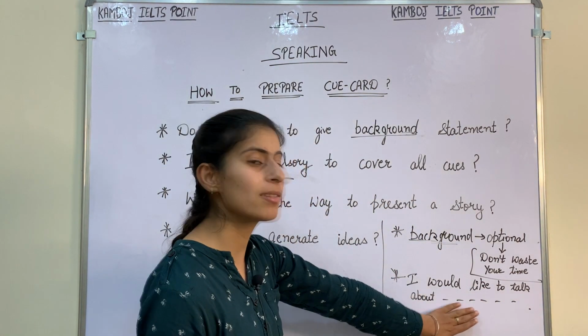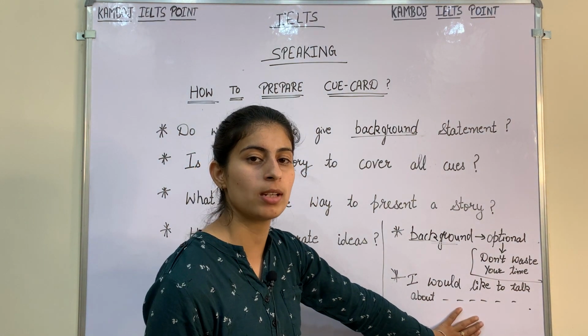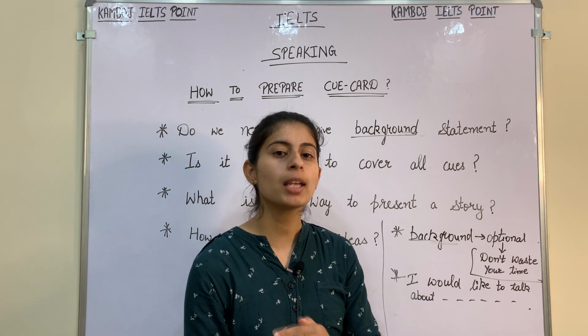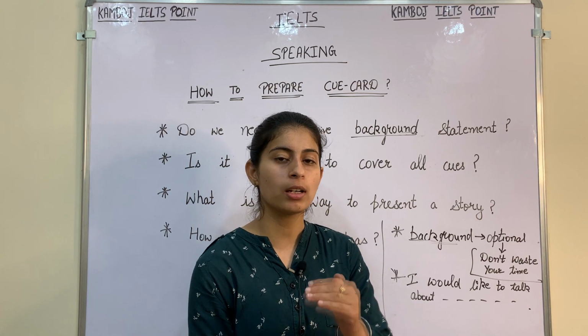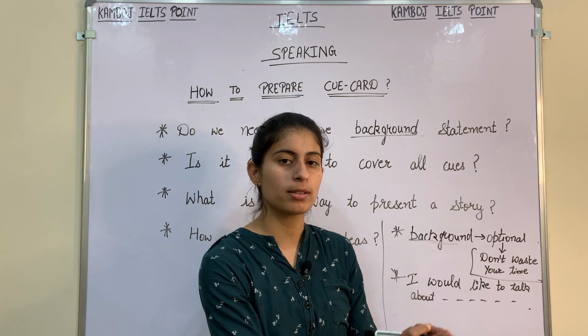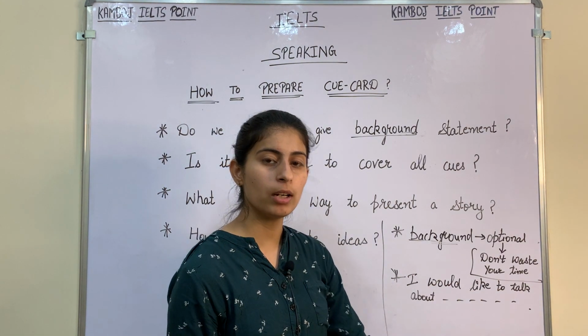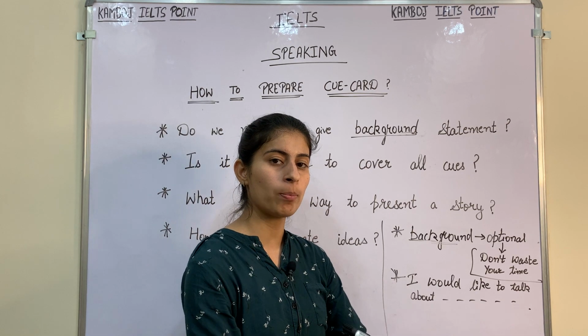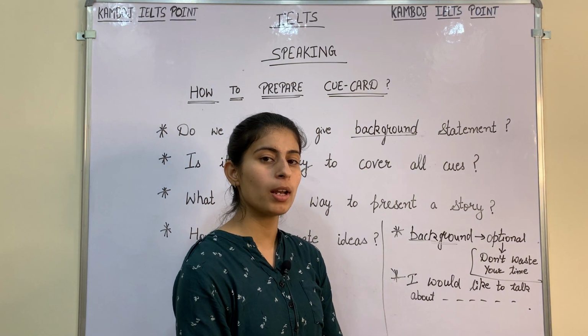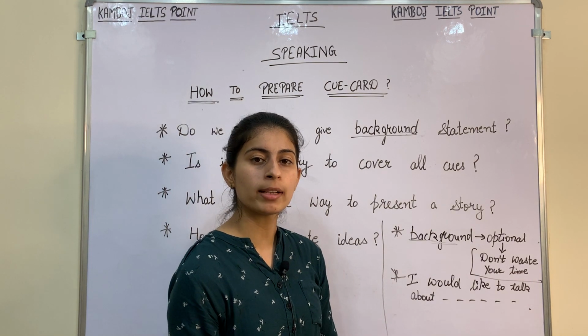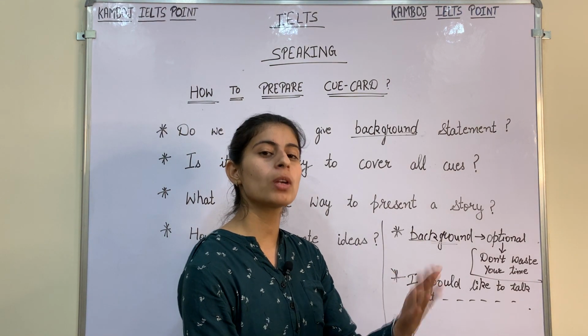These types of lines are called signposting. That means you are using those types of words that make it very clear to the teacher that now you are going to talk about this thing. When I say I would like to talk about, it's clear to the teacher that you have now started your topic. Then when you start your explanation, you can say to get into details. That means now you are going to explain those things.